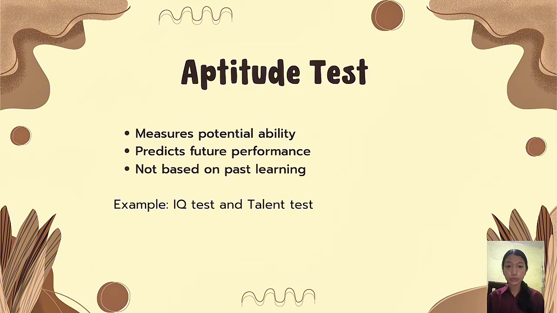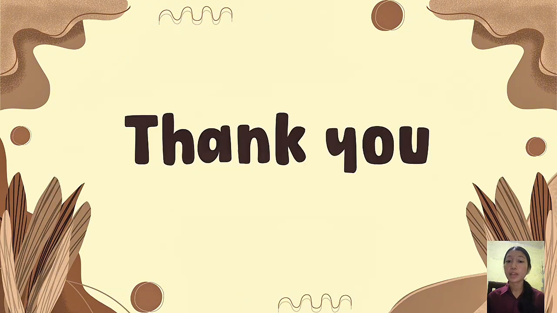And to conclude, there are different types of tests with different purposes. Achievement test measures learning results. Proficiency test measures general ability. Placement test decides level, diagnostic test finds strengths and weaknesses, and the aptitude test predicts potential. All of these tests are important to support effective learning.